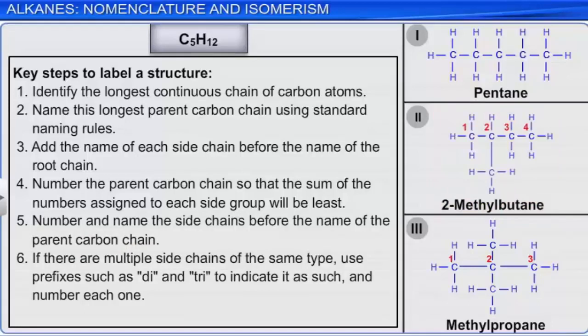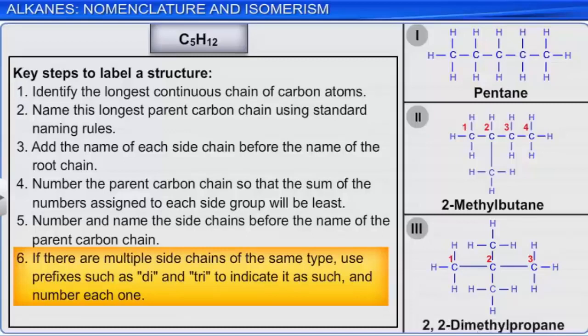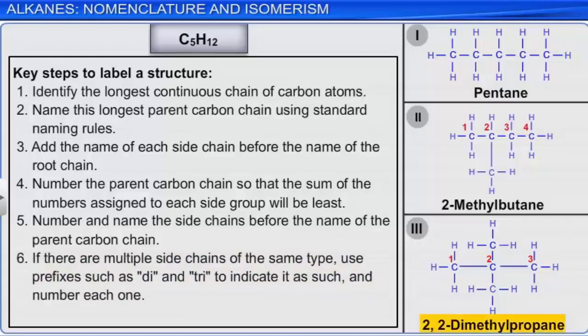However, structure 3 has multiple side chains of the same type on carbon atom number 2. So, we take the 6th step, which is to use prefixes such as di and tri to indicate the groups and number each one in the name. Thus, the name of the third compound is 2,2-dimethylpropane. With this, we have labeled all the 3 structures.